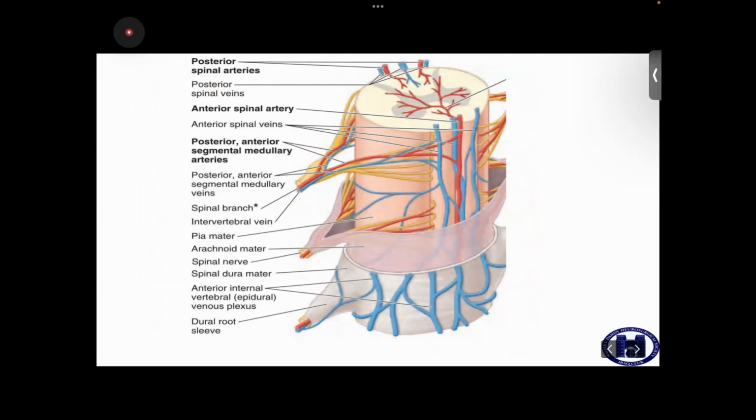So what about the venous supply of the spinal cord? Many references say that there are three anterior spinal veins and three posterior spinal veins. These veins communicate and anastomose and drain the blood from the spinal cord by way of the anterior and posterior radicular veins and the anterior and posterior segmental medullary veins. Then, by way of the intervertebral veins, it drains into a plexus located epidurally, or extradurally, called the internal venous plexus.